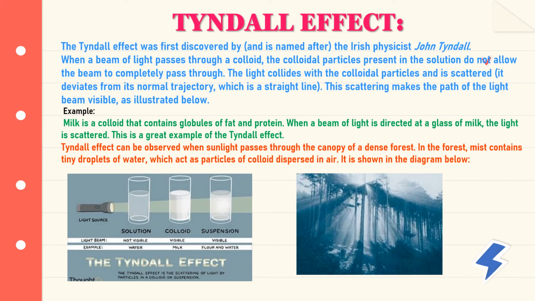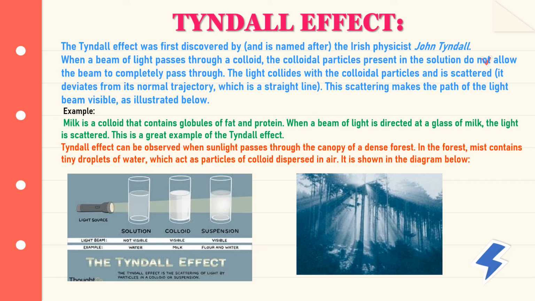The light source is the torch and we are having solution, colloid and suspension. You can see over here the light beam is not visible through the solution, means this phenomenon is not being shown by the solution, but it is shown by the colloidal solution. Like if you are considering milk, then the path is visible, then the beam of light is being scattered because the particles of colloids are big enough to scatter. Again, same for suspension.